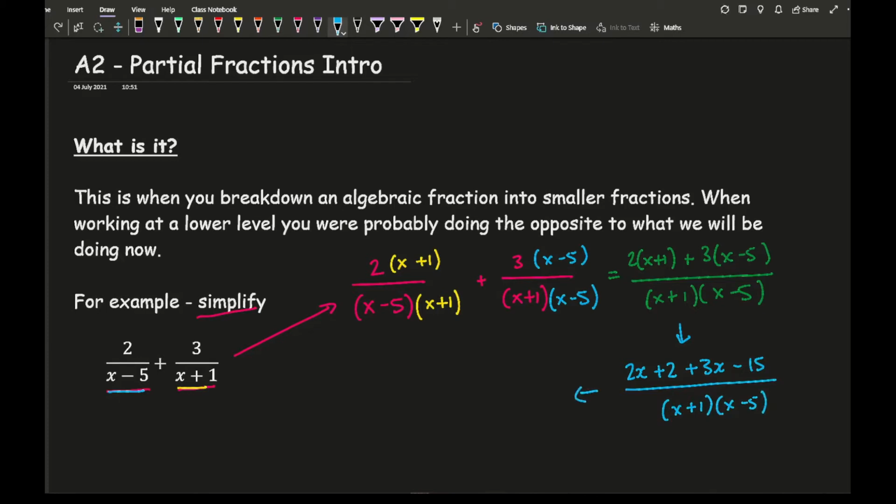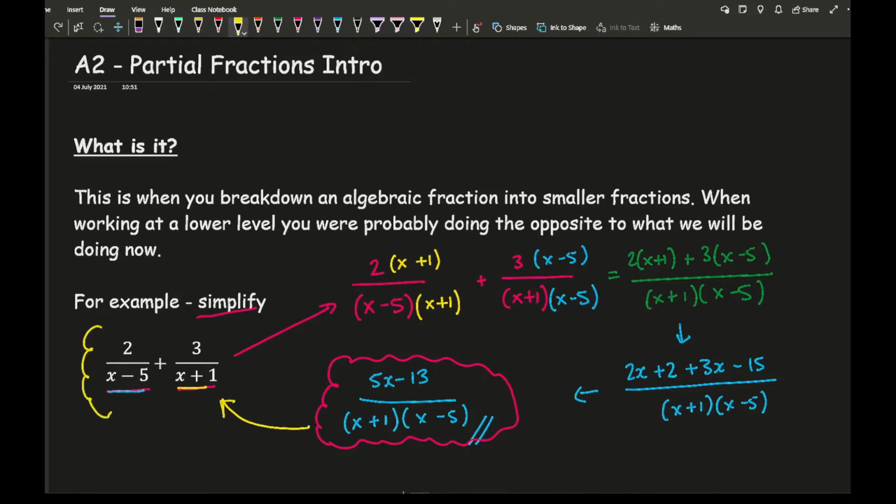And then I can simplify the numerator. So I've got 2x plus 3x, which is 5x, and 2 minus 15, which is minus 13, and that's all over x plus 1 x minus 5. What I would then do is see, can I factorize the numerator, which in this case I can't. So this would be my final answer. Now in this particular topic of A2 Maths, we're going to start with this, and what we want to end up with is this, and that is our end game.